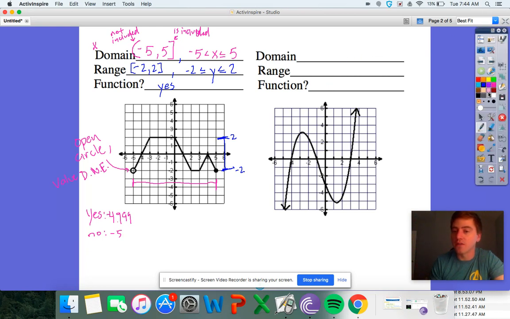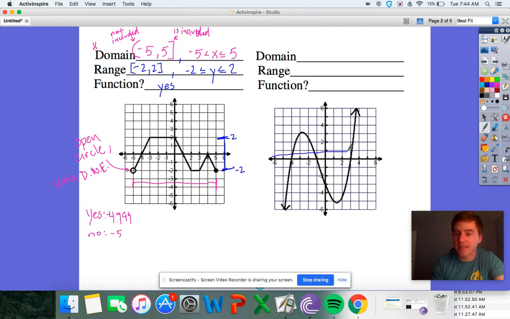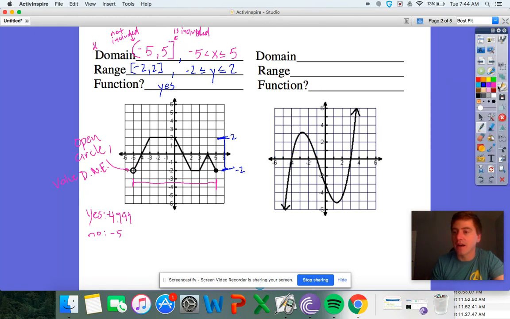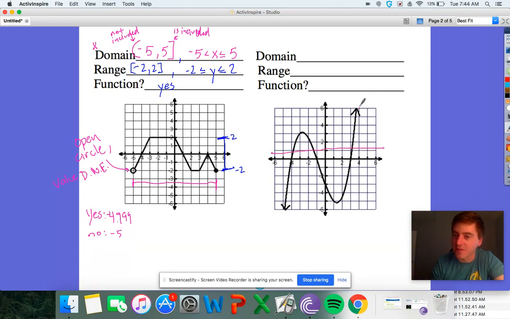So let's do the domain and range here. Okay, well, I can't trace it because it kind of goes on forever. That's what these arrows mean, right? That's going on forever over there. That's going on forever over there. So the domain is going to be all real numbers.